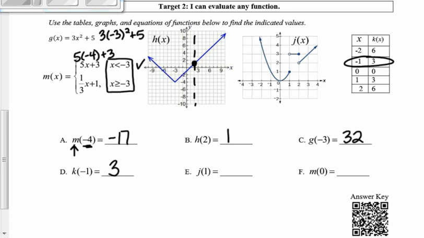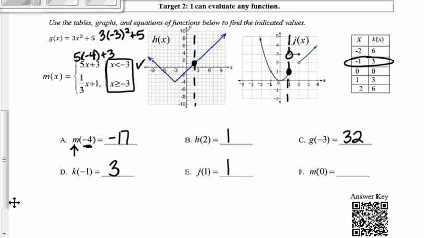For j of 1, I'm looking at the j function, which is the piecewise graph, the second graph. Where the input is 1, I can actually see there's 2 points. One has an open point, one has a closed point. Remember, for piecewise functions, we always pick the closed point. The output of that closed point is 1.